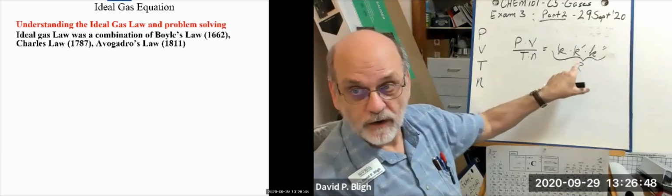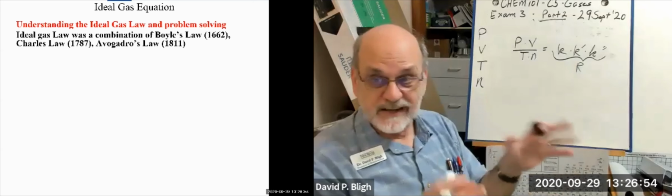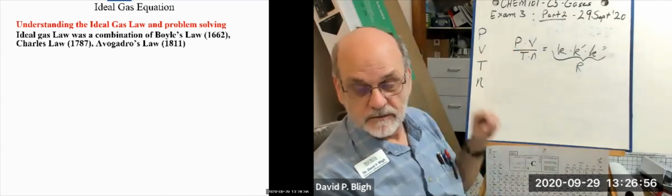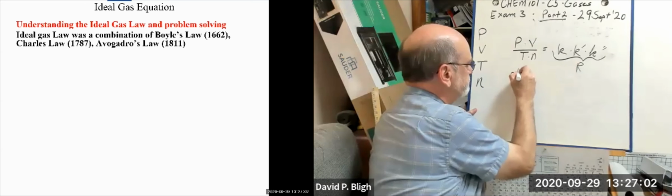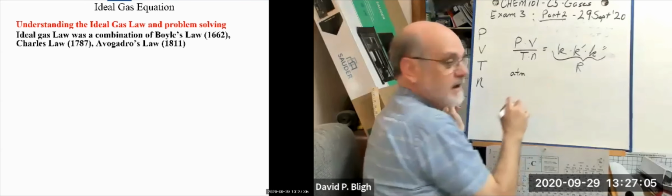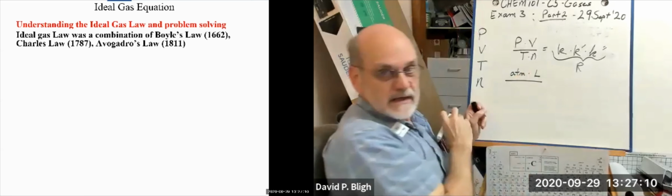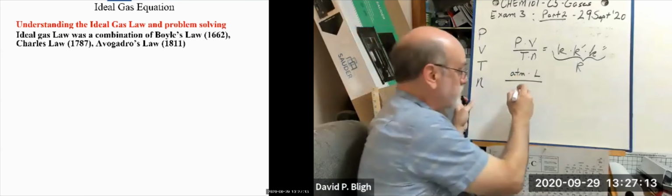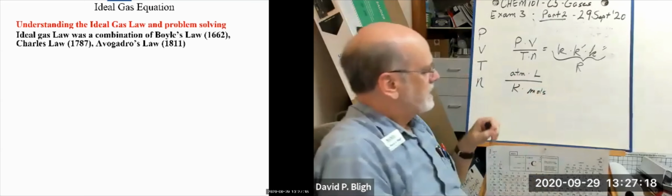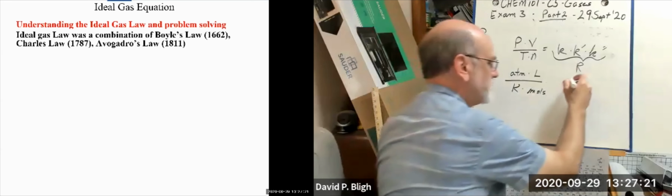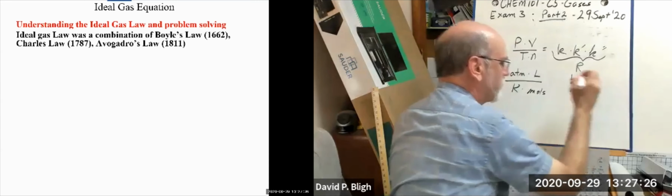What is that constant worth? Well, you have to pick your units, right? Because R can be almost anything depending on the units that you use. So if we say pressure in atmospheres, volume in liters, temperature in Kelvin, of course, and moles, so now the R value is liter atmospheres per mole K.